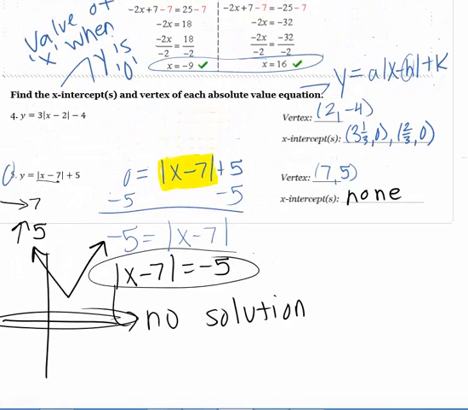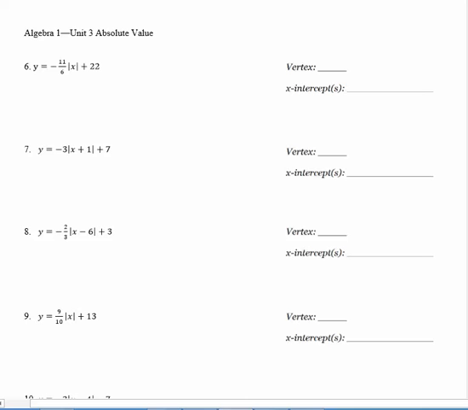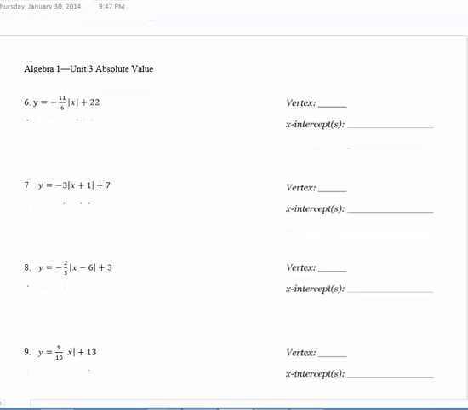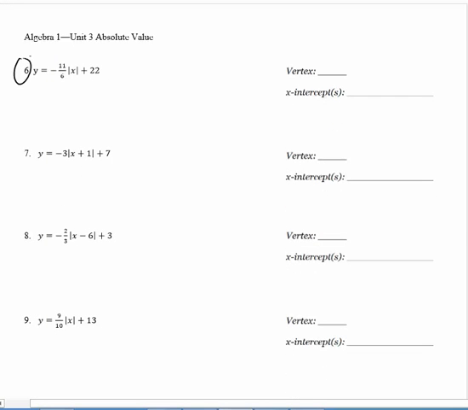Alright, so let's take a look at that next page. So we're going to finish with number 6. The same process. Well, we can go ahead and identify our vertex here: 0, 22. Keep in mind the vertex is an ordered pair. That's the most common mistake I'll see. Don't forget the parentheses around it. It is an ordered pair. We have to put parentheses around it.